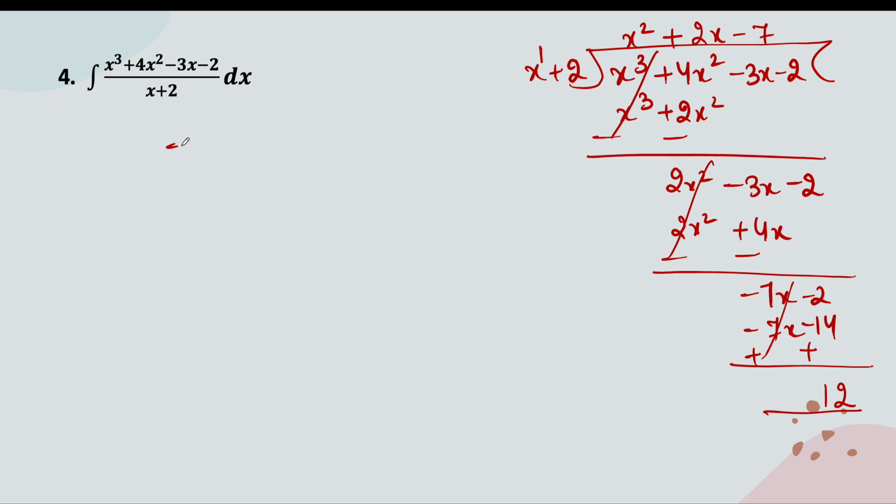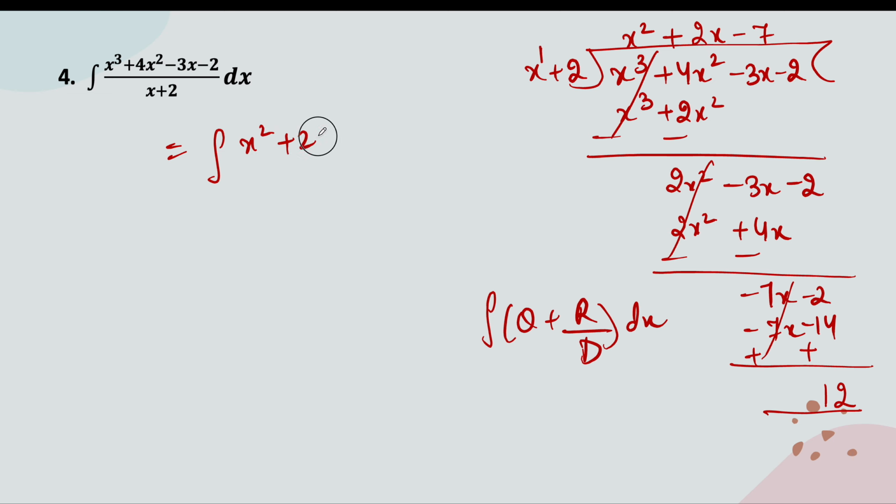Now just write that pattern. That is integral of quotient plus remainder upon denominator into dx. So that would be integral of, now what was your quotient? Quotient is x square plus 2x minus 7 plus remainder is 12 and your denominator is x plus 2 dx. Now beta, please integrate it.